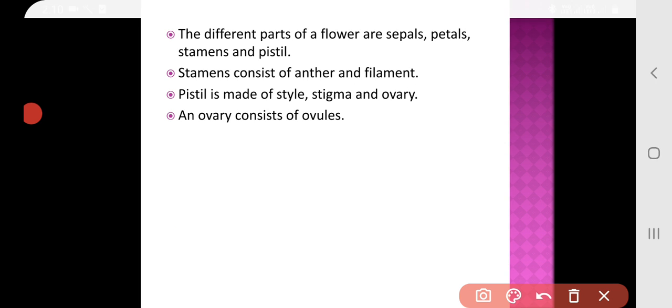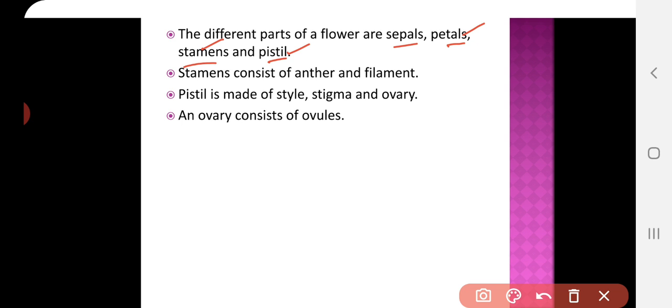Next, the different parts of a flower are sepal, petal, stamen and pistil. So now we are going to discuss the flower. Sepal is the green portion which surrounds the flower and protects the inner parts of a flower. Petals are the colorful portion of a flower which attracts human beings, animals, birds and insects. Stamen is the male reproductive part of a flower, and pistil is the female reproductive part.